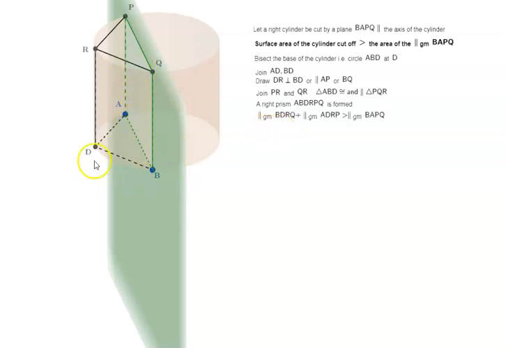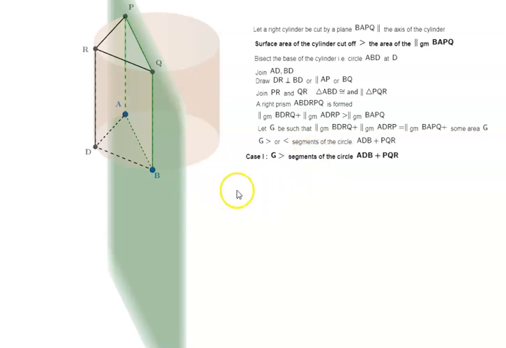Now parallelogram BDRQ plus parallelogram ADRP is greater than the parallelogram BAPQ. Let G be such that parallelogram BDRQ plus parallelogram ADRP is equal to parallelogram BAPQ plus some area G. Now the area that we choose as G could be greater than the segments of the circle ADB and PQR, or it could be less. So let's take these two cases one by one.